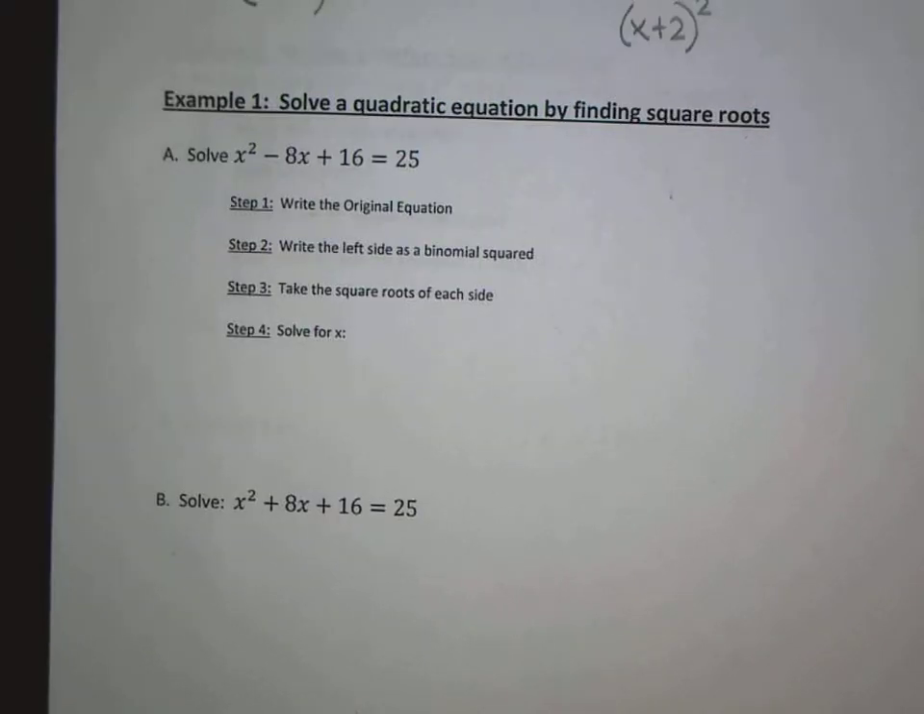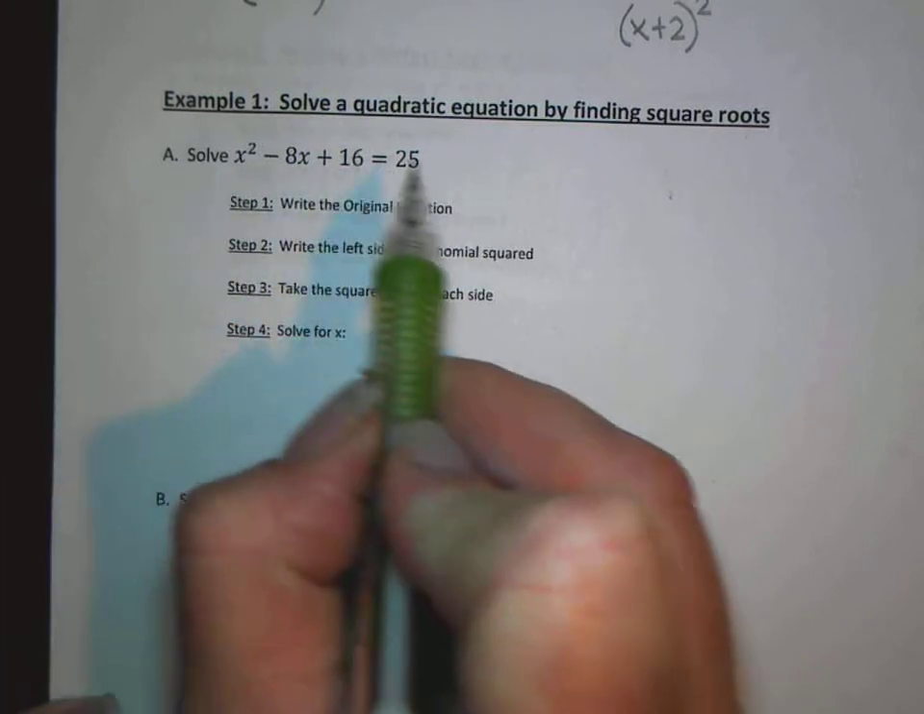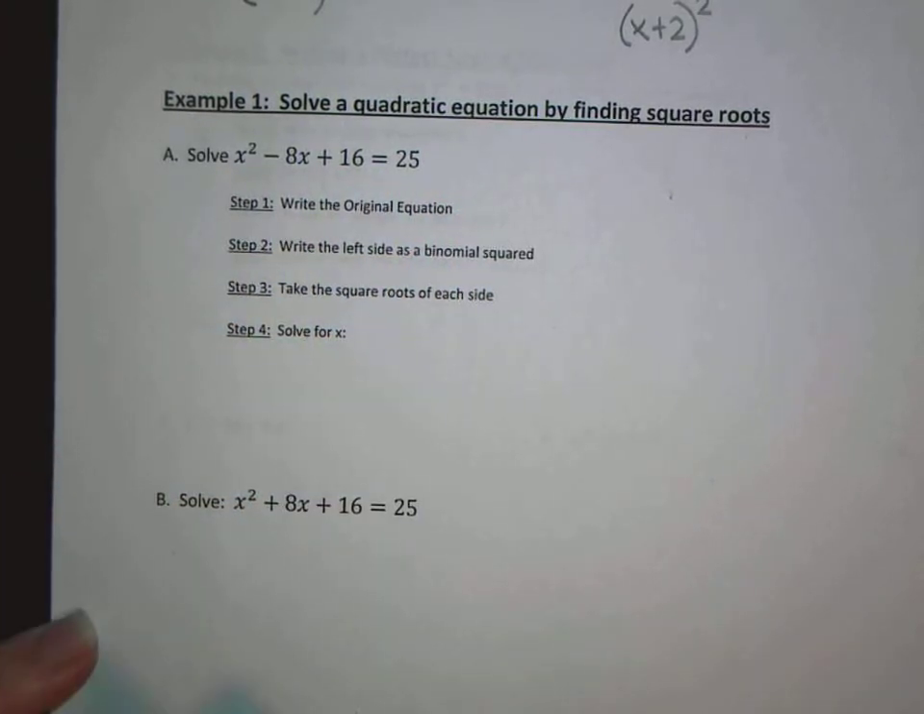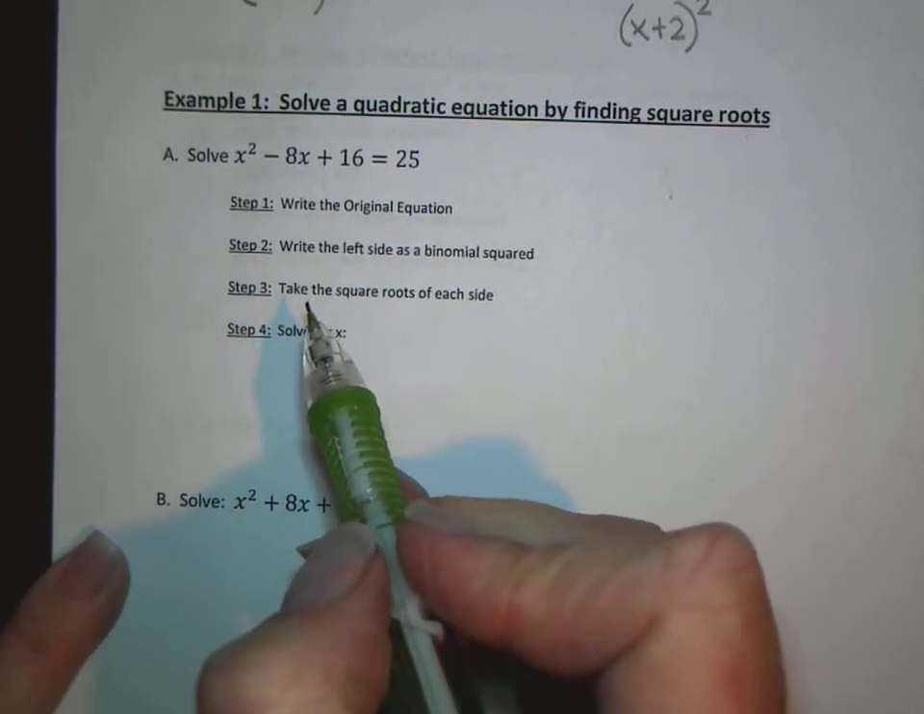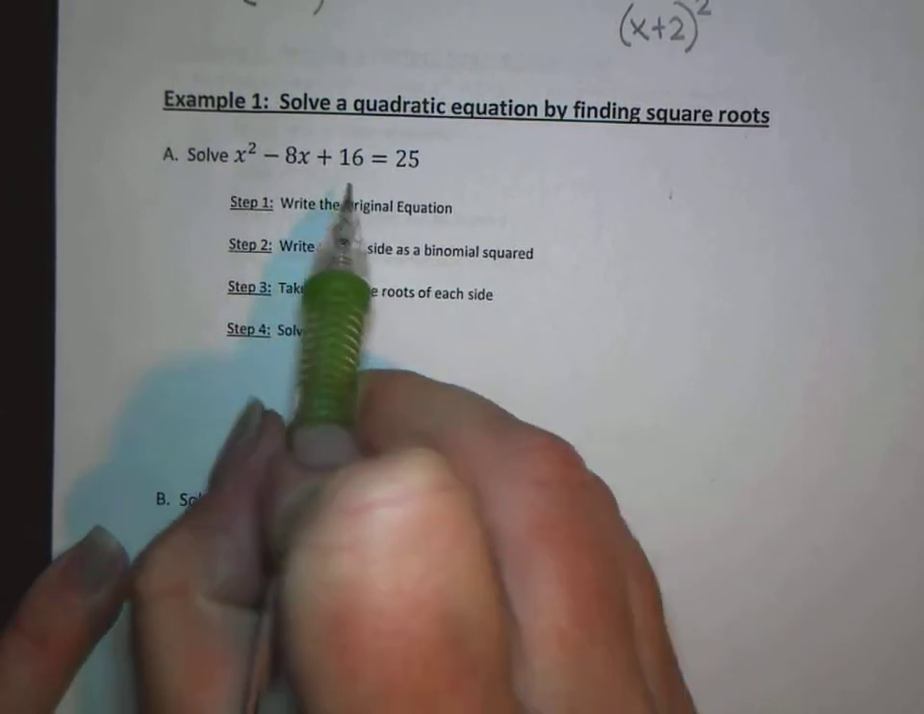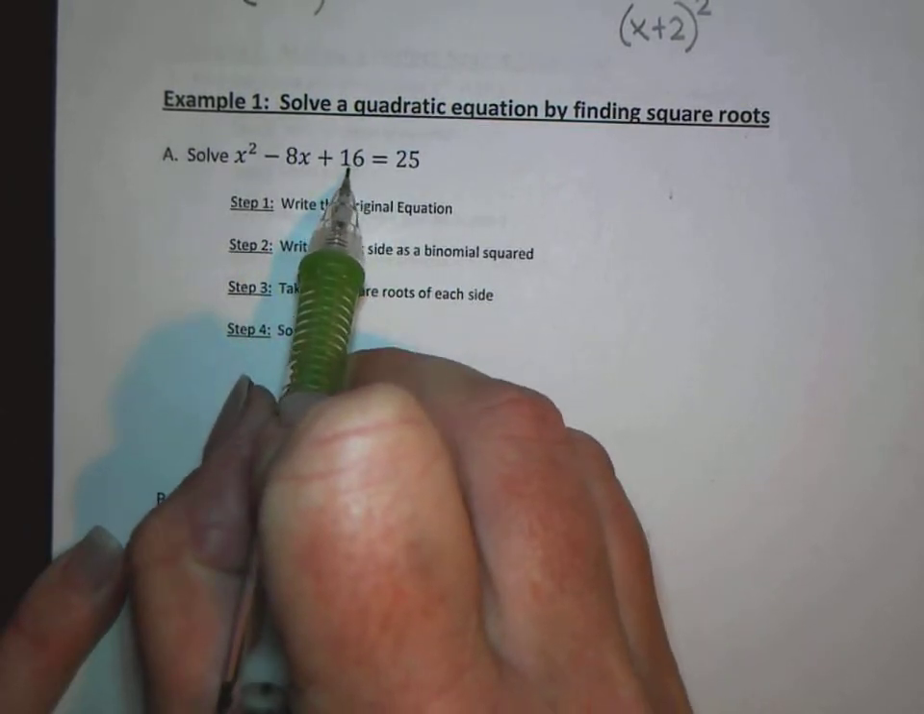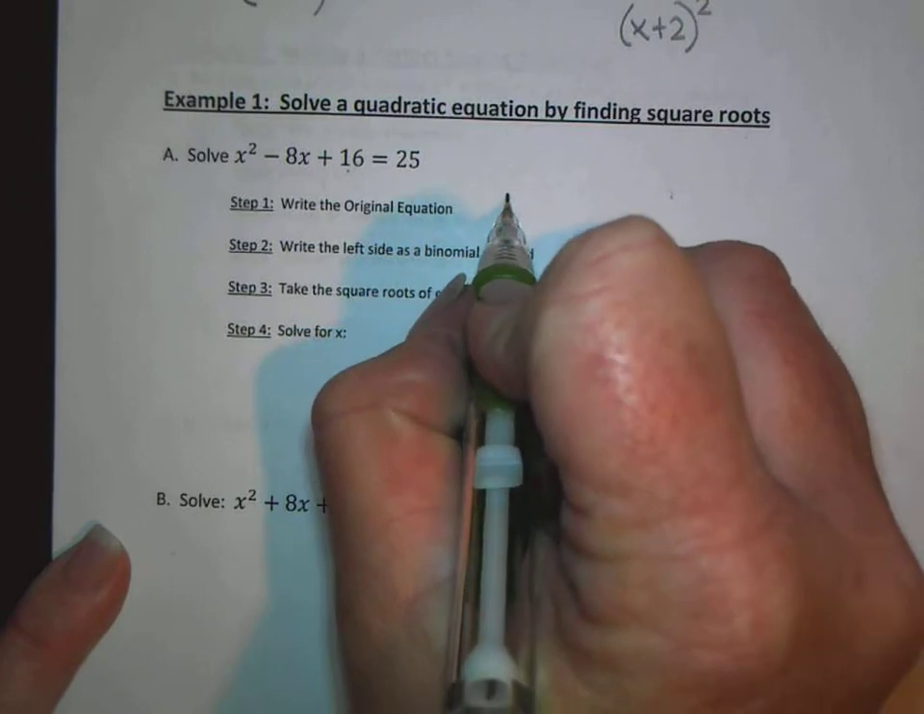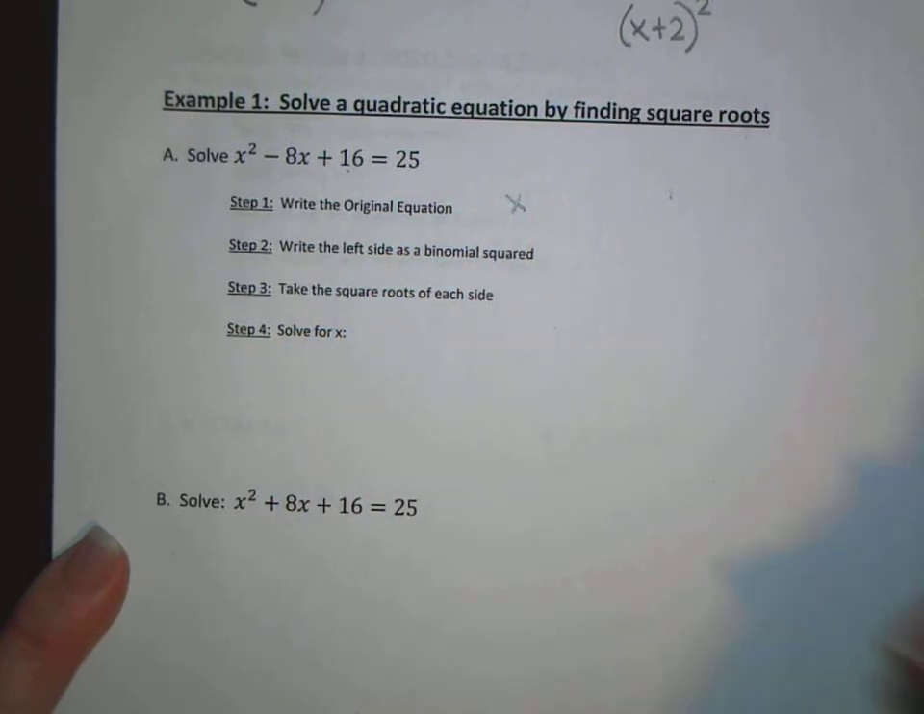Let's look at example A. Example 1: Solve a quadratic equation by finding square roots. Okay, we're still solving a quadratic equation. We've learned to solve them by factoring. You've learned to solve by finding square roots. You're going to be solving by the quadratic formula soon. So there are so many different ways to solve it. But this one can be solved by finding square roots because look, that's a perfect square. How do you get 16? You get 4 times 4, so that's a perfect square.